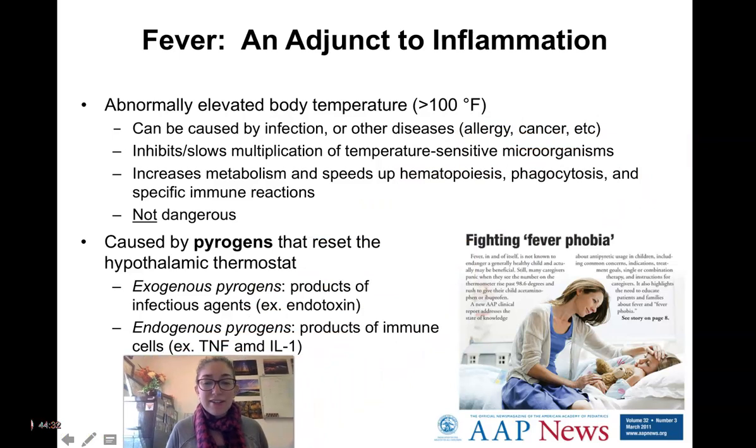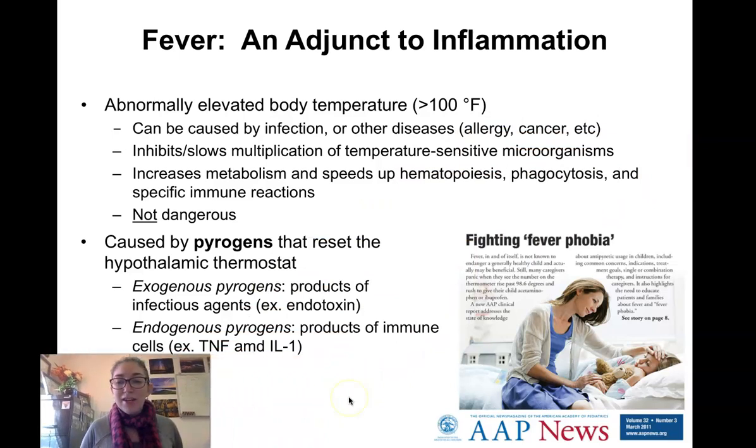Fever, heat, is another classic sign of inflammation. Fever is a systemic response that's controlled by the hypothalamus in the brain, which regulates body temperature, and it's stimulated by chemokines or cytokines called pyrogens. Pyro means fire, so pyrogen is a chemical that initiates fire or fever.